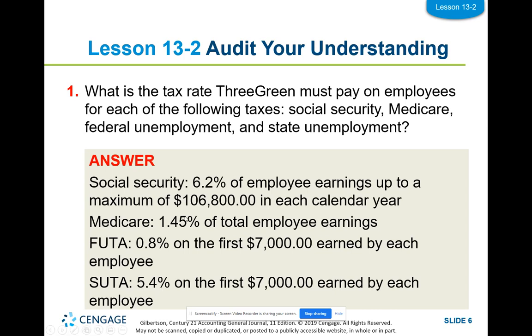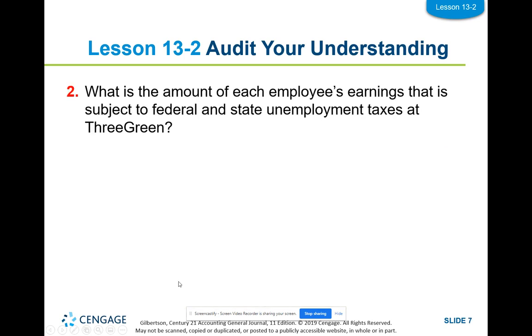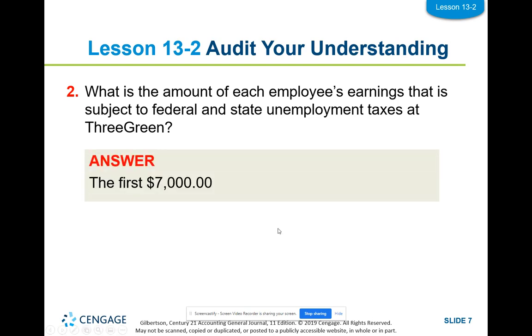Okay, so those are your rates that we're going to be using. So those are what you're going to be using for your application problems also. So you might want to jot those numbers down. They are in the book. You can find them, but here they are listed out for you. What is the amount of each employee's earnings that are subject to the federal and state unemployment taxes at 3 Green? You guys remember what we said? We only pay unemployment tax on the first $7,000 that they have earned during the calendar year.